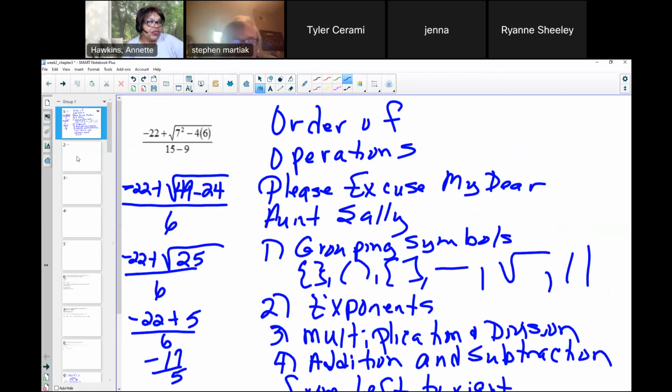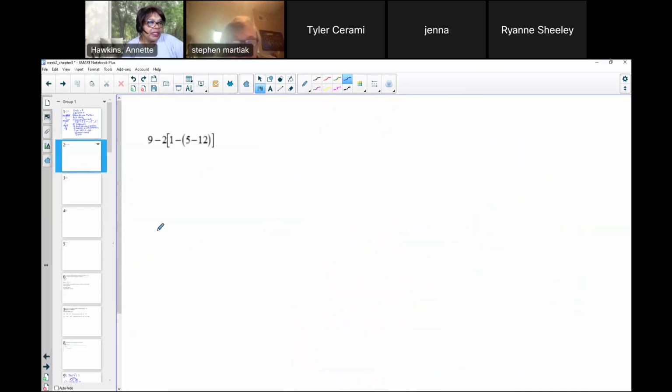All right, let's try this one. So we'll take a minute to look at this one. Now, you don't want to let this frighten you. So the only grouping symbols we have here, we see brackets and parentheses. And so you have to start on the inside and work your way out.